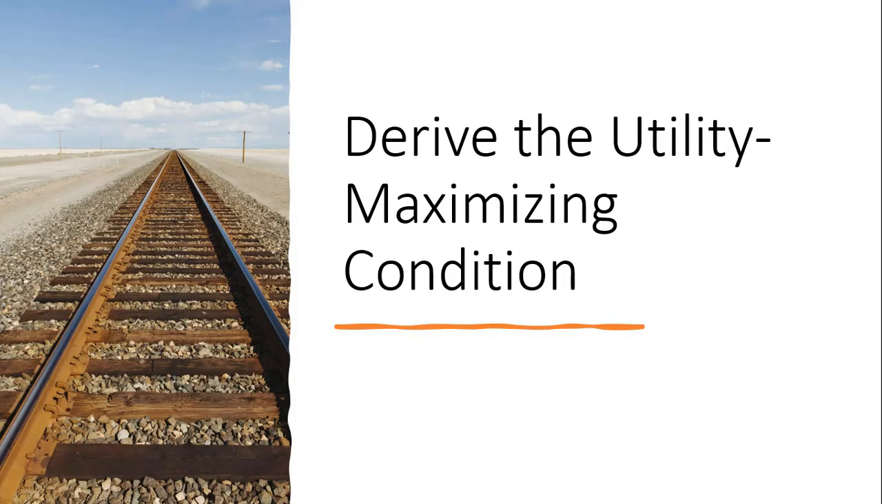Hello, in this video we're going to derive the utility maximizing condition. So utility here is going to be a function of good X and good Y, units of good X and units of good Y. Here is the consumer's budget constraint. M is money income. We've got the price of good X and the price of good Y, and X and Y again are units of good X and good Y.